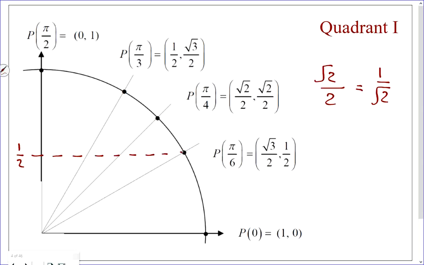The other thing you can do is go in decimal form. So if you indulge me and take your calculator right now, we know what 1 divided by 2 is. It's 0.5, right? But what's root 2 divided by 2?